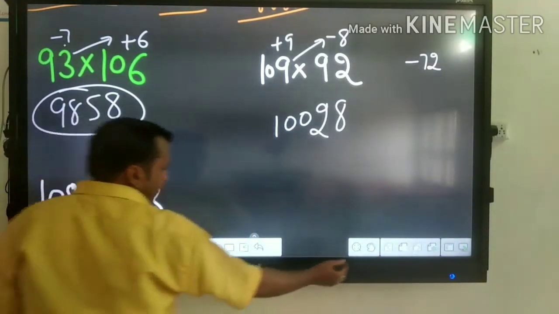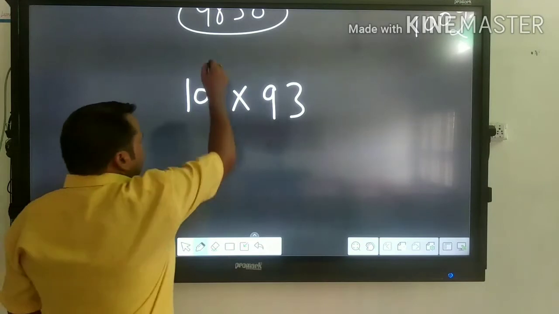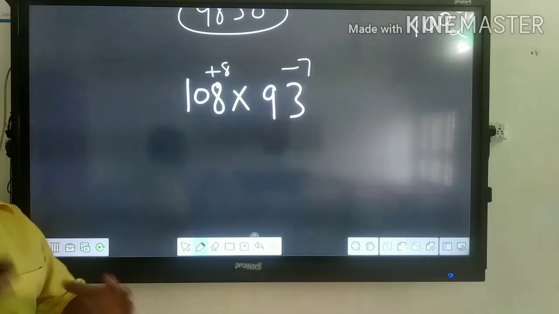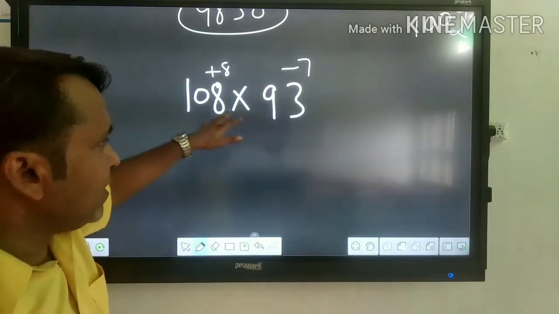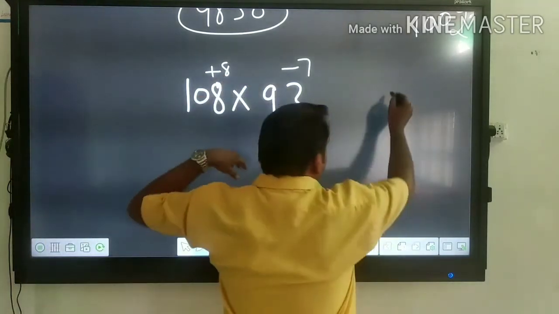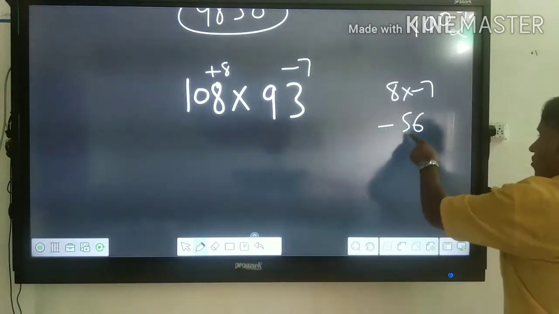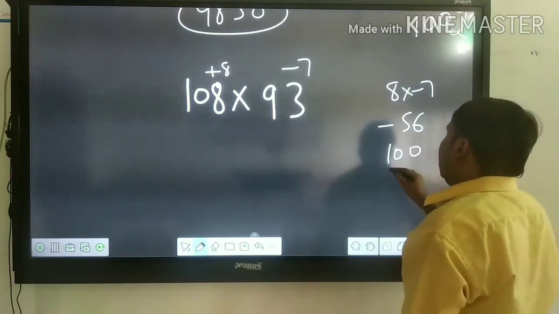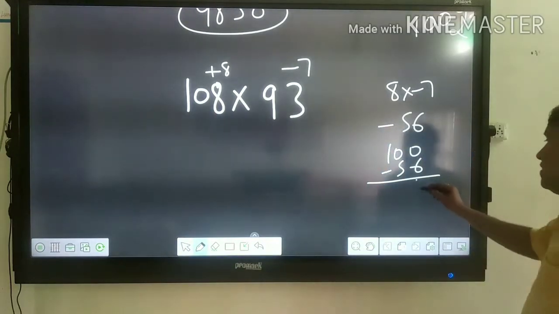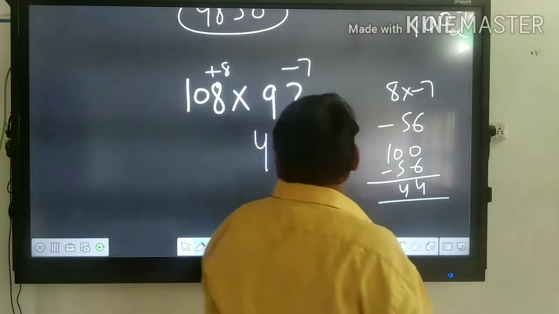Now, we are on the third part where the type is the same. This is 8 more than 100 and this is 7 less than 100, student. Now 8 multiply 7, that is minus 56. Now minus 56 will be subtracted from 100. 8 multiply 7 is minus 56, you will subtract it from 100. So we get 44. Now 44 is the first half of your answer.